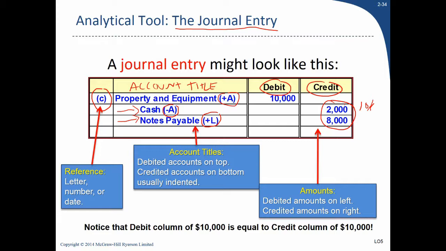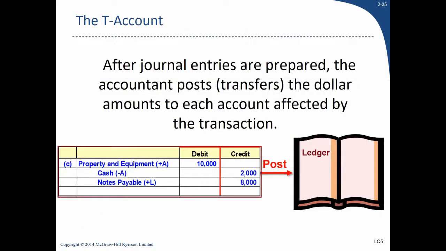You don't need an account number because it changes from company to company, right? I might call property, plant, and equipment account 105. Someone else might call it 10,005. Someone else might call it 2,000. So it's just a unique identifier.